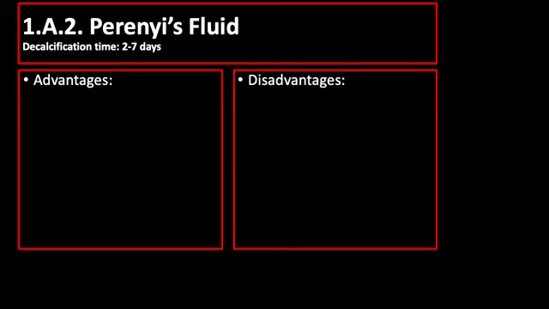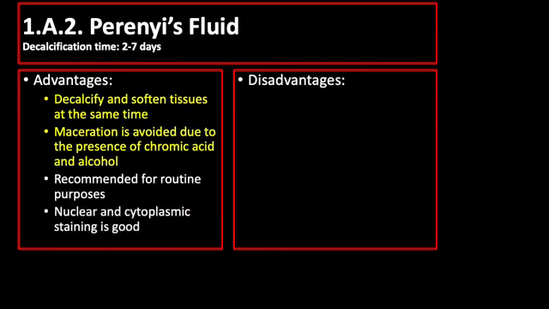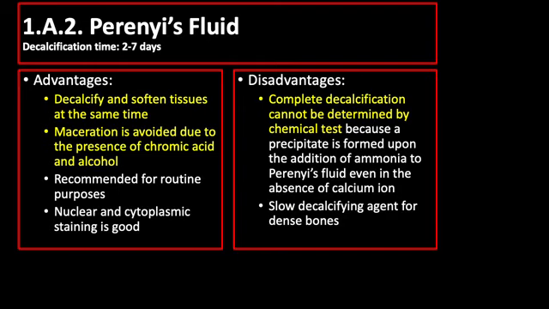Next is Perrenius fluid, which has a decalcification time of 2 to 7 days. For the advantages, it is both decalcifying agent and softener agent. Maceration is avoided due to the presence of chromic acid and alcohol. And the other advantages are the following. However, complete decalcification cannot be determined by chemical testing.